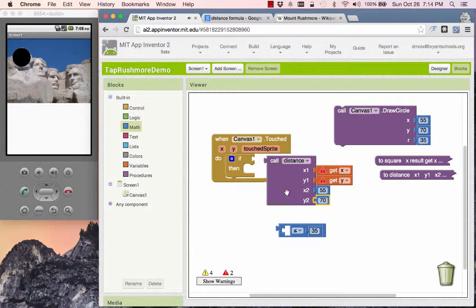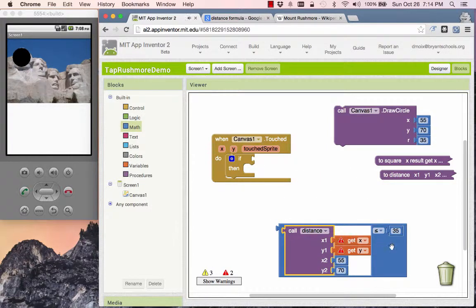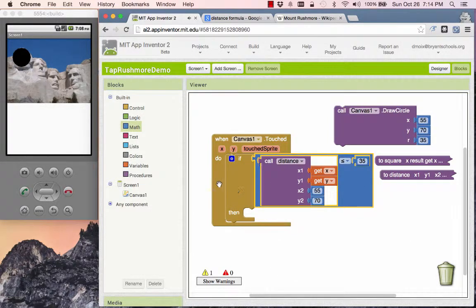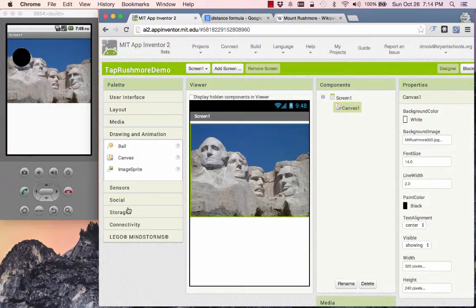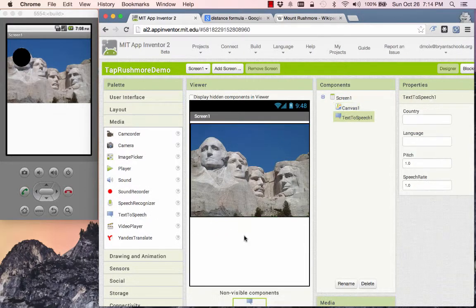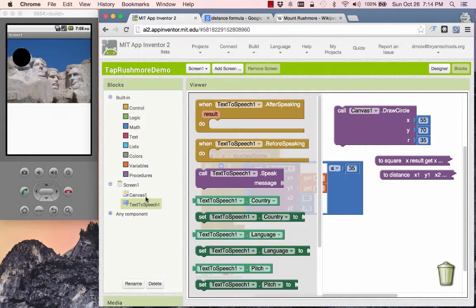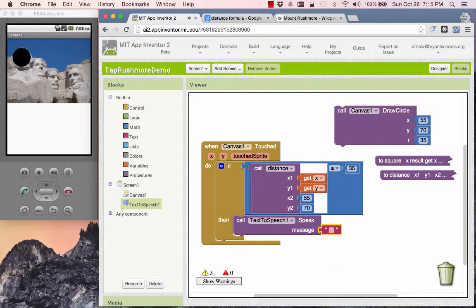So we want to know if the distance is less than or equal to 35, then we can do something. And what we want to do is to say George Washington. Well, to say George Washington, I need one of these text-to-speech thingies. It's called a widget. And then I can say text-to-speech, say George Washington.